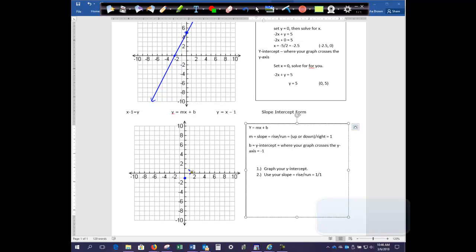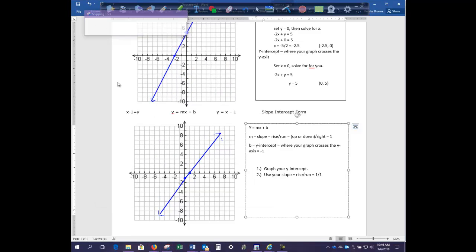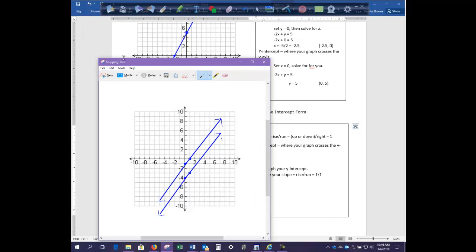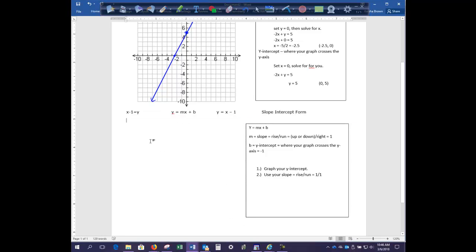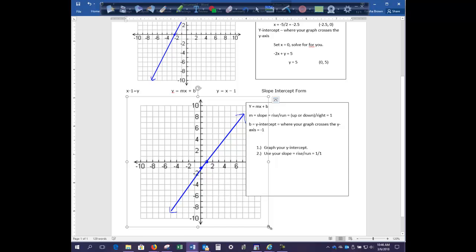You can always reuse your slope. You can go up another 1, go to the right another 1, and then draw your line to connect these points. That's how you graph a line using two different techniques. Of course, you can always switch the techniques. If you prefer slope-intercept form, you can do it that way. If you prefer standard form, you can do it that way. The benefit of knowing both methods is that sometimes one method is easier than the other depending upon the situation.